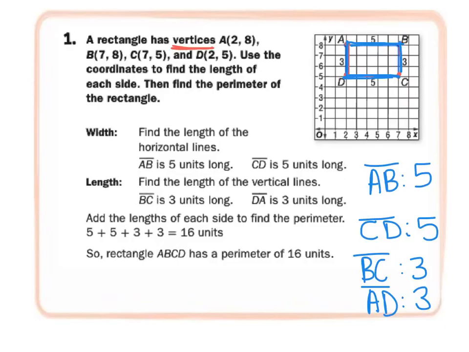It tells me to find the perimeter, so I need to add them up. 5 and 5 is 10. 3 and 3 is 6. 10 plus 6 is 16. So it's pretty easy. You just need to be able to plot the points, count how many squares is each length, and then add them up.